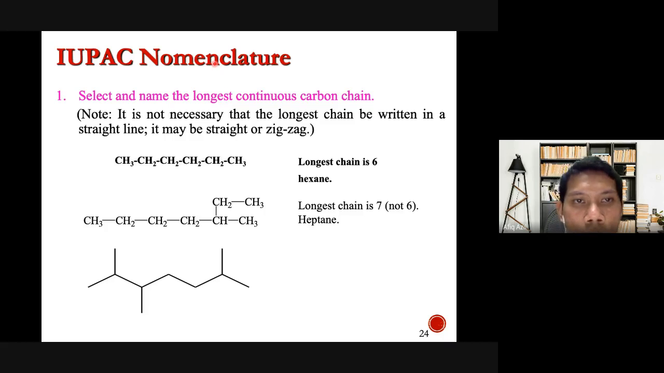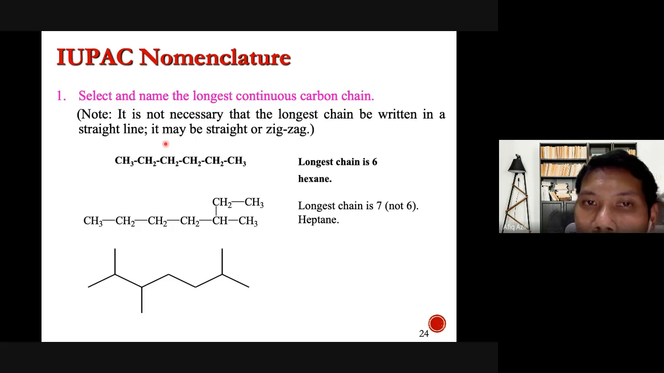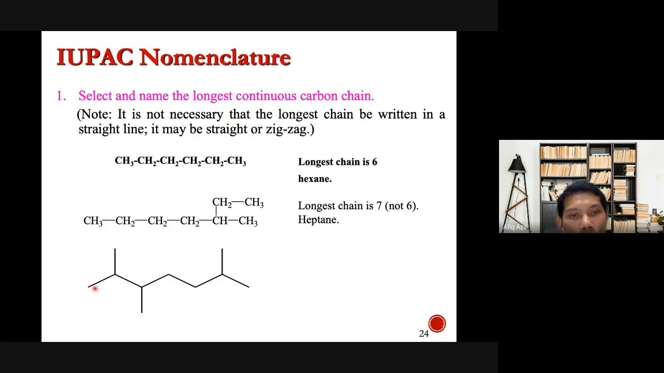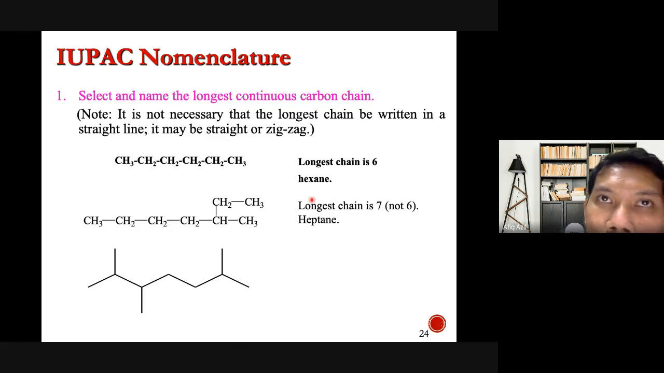starting with alkanes. First, you select and name the longest continuous carbon chain. So you have to find the longest chain in the structure. It is not necessary that the longest chain be written in a straight line. It may be straight or it may be zigzag. Zigzag meaning the longest chain may not be straight like this, it can be pointing downwards, for example. So always check the number of carbons present.